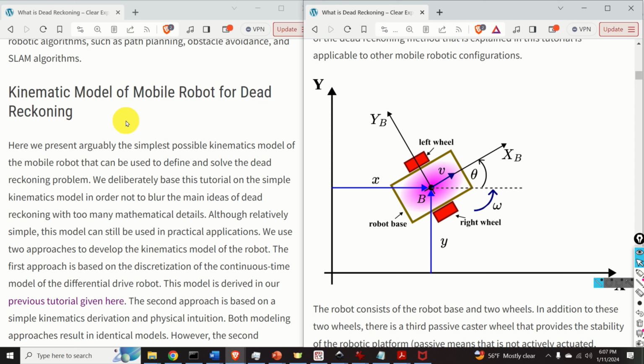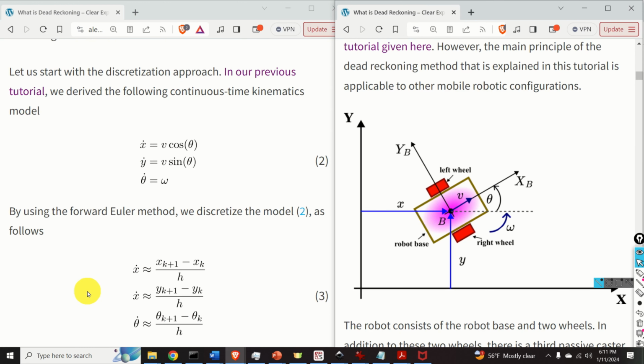We use two approaches to develop the kinematics model of the robot. The first approach is based on the discretization of the continuous time model of the differential drive robot. This model is derived in our previous tutorial, whose link will be given in the description below. The second approach is based on a simple kinematics derivation and physical intuition. Both modeling approaches result in identical models. However, the second approach is more intuitive since it is based on kinematics and direct physical reasoning. Let us start with the discretization approach.